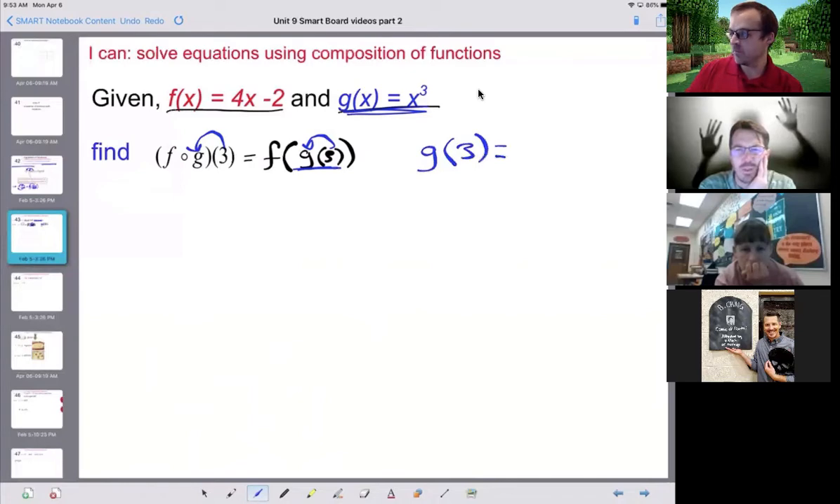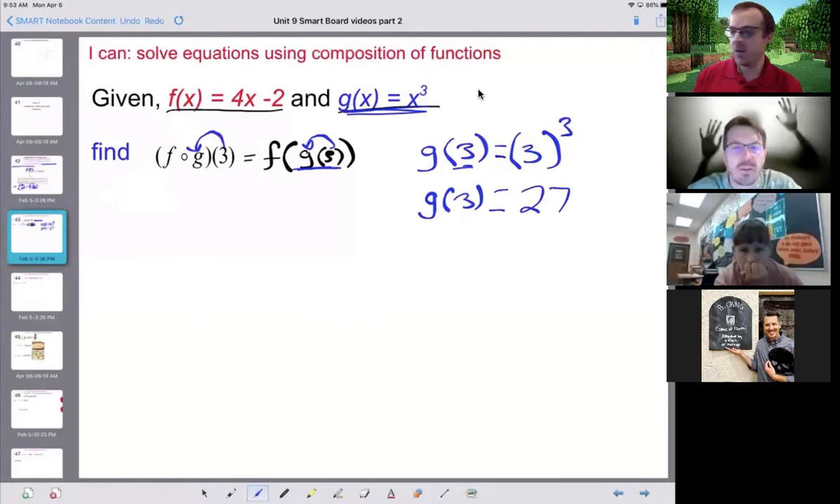3 times 3 times 3. Yeah, because right here it says it's x to the power of 3. X to the power of 3, we have to remove the x first and then replace it with the input. And remember that 3 to the power of 3 is not 3 times 3. It's not 9. It's 3 times 3 times 3, like Mr. Craig just said. So g of 3 is going to be 27.